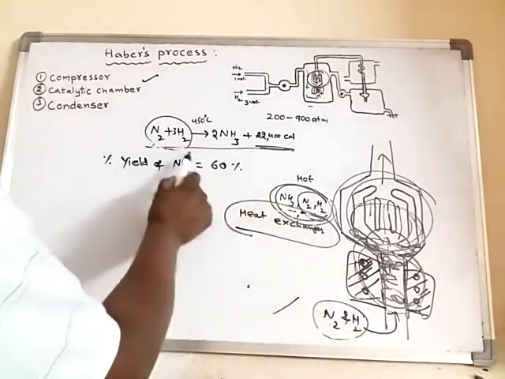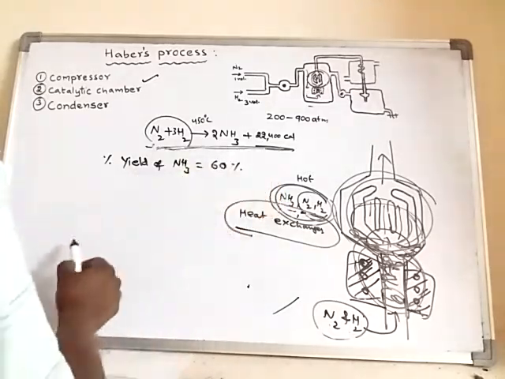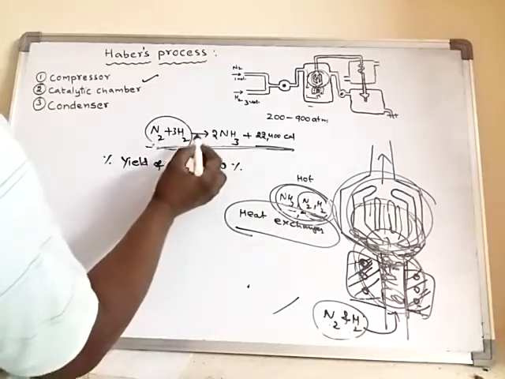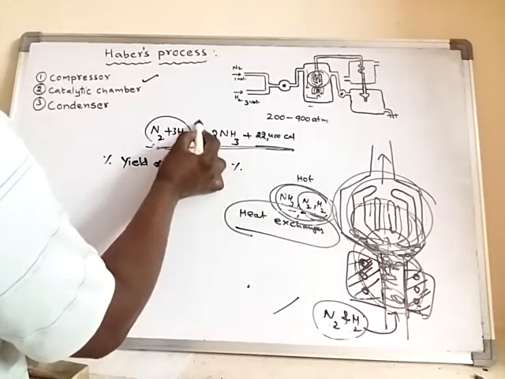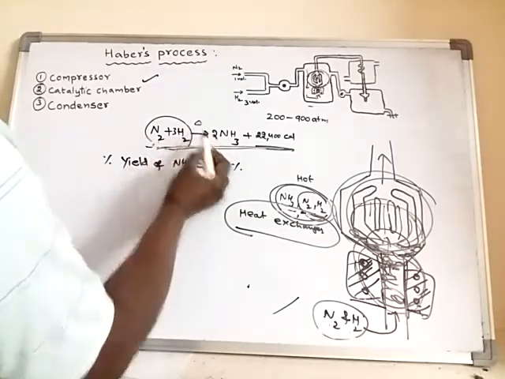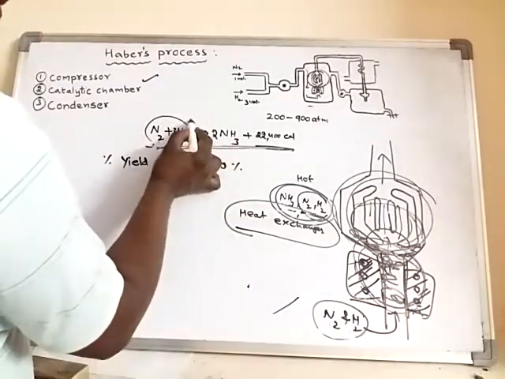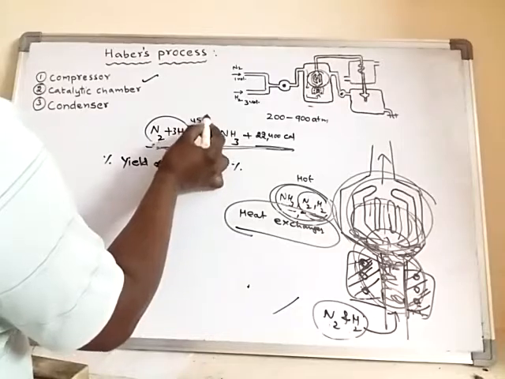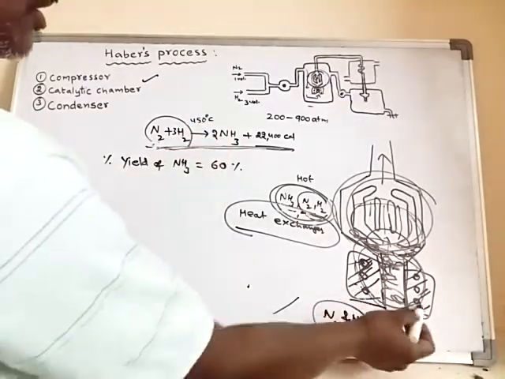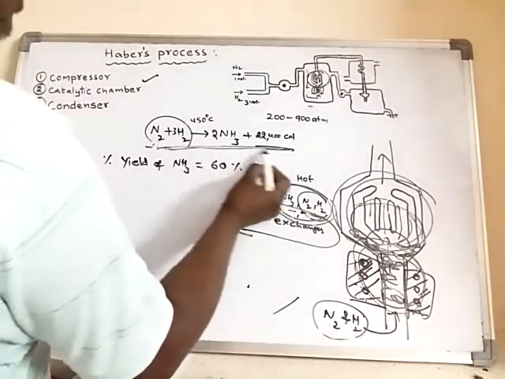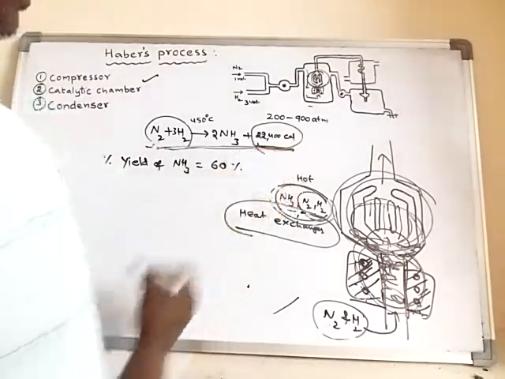Because during this reaction, initially, for this reaction to occur, some amount of heat is required. That heat is provided by the heating coil. So how much heat? Around 450 degrees centigrade of heat is required. That heat is initially provided by the heating coil. Due to this reaction, a large amount of heat is liberated.